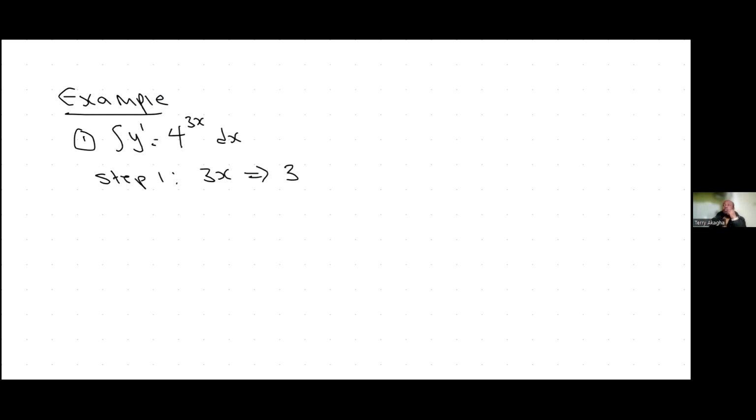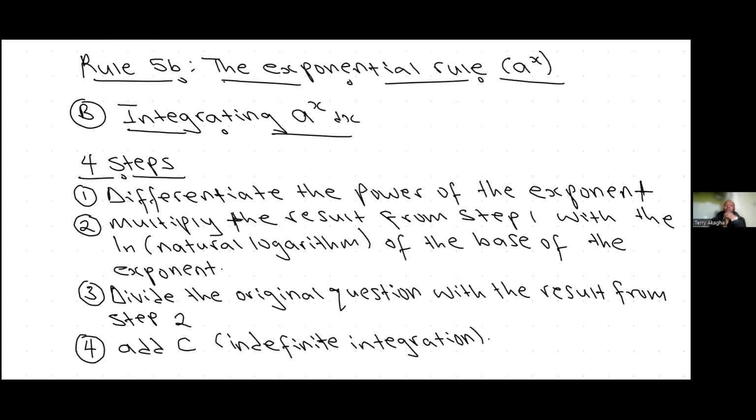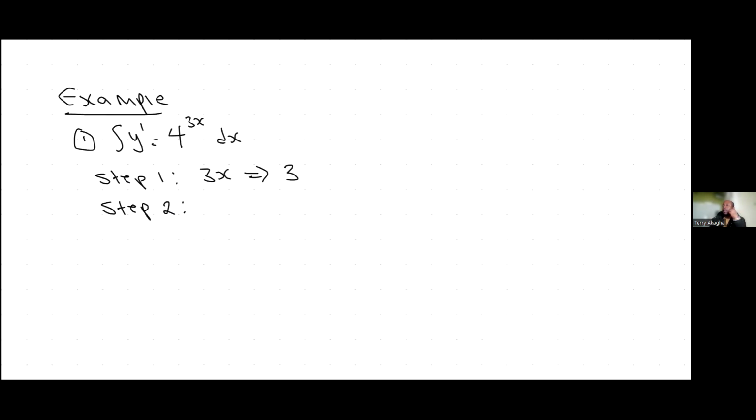Then the next step, step 2. What was the next thing to do? We're told to multiply the result from step 1, in this case 3, with the ln of the base of the exponent. So we have to multiply the result. So the result we have is 3 multiplied by the ln of the base. So that means the base here is 4. So it's going to be the ln of what? 4. And this is going to give us 3 ln 4.